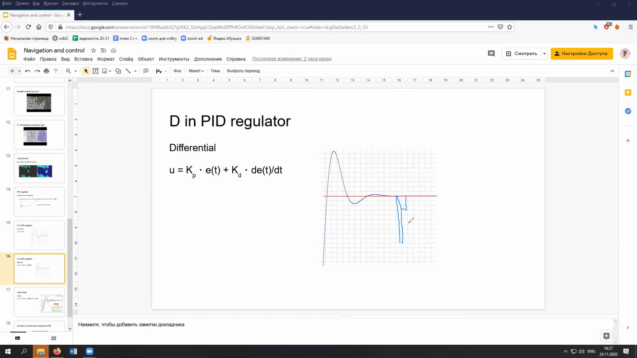and if it changes fast, then we have to slow down our speed a little bit, because we don't want to cross this line very fast. And this is D in PID regulator. We just add some differential parameter.